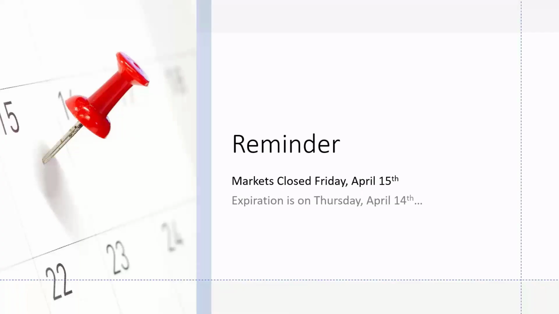All right, quick reminder, markets are closed on Friday, April 15th, which would regularly be the 3rd Friday of the month, standard expiration. Standard expiration is now Thursday, April 14th, due to the Easter holiday, of course. So don't wait till Friday because the markets will be closed. Got to do your adjustments by the 14th for anything you have expiring coming up this week.